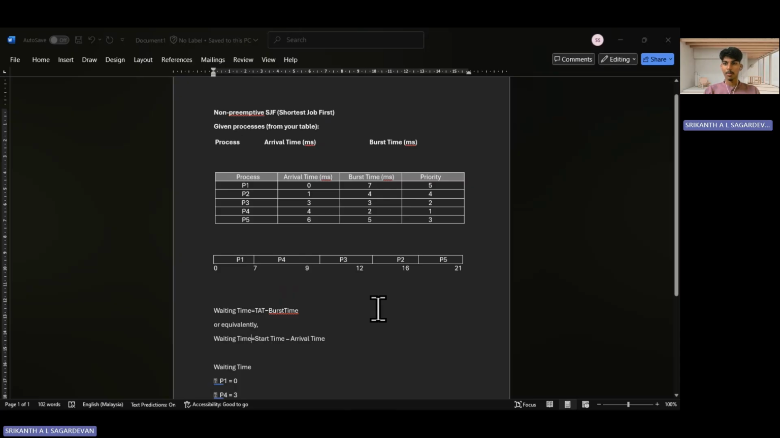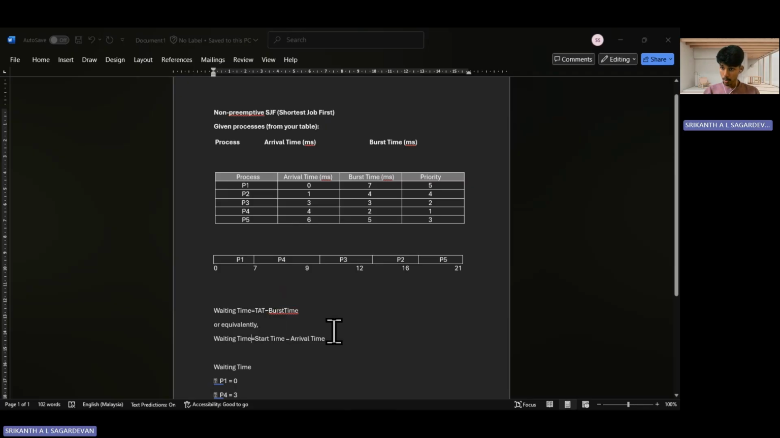Thank you, Hamza. Now I'm going to talk about non-preemptive SJF, shortest job first. The table is the one that Hamza and I used for our question. Now I'm going to explain what non-preemptive shortest job first is. First, we need the Gantt chart.